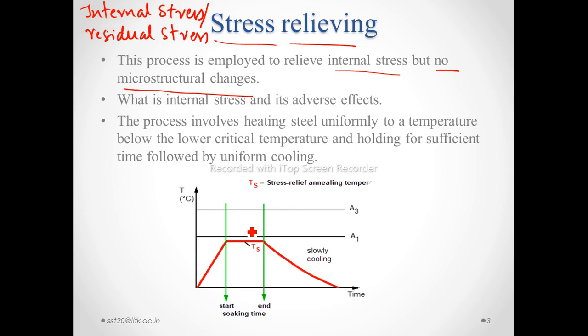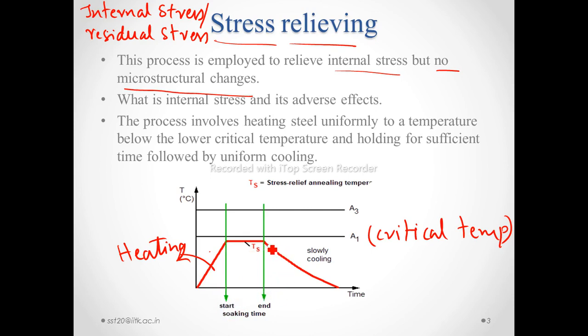To remove these internal stresses, what is the process of stress relieving heat treatment? First, we have to heat the sample. This is a diagram. We heat the sample to lower than the critical temperature, the lower critical temperature, and hold it for some time. This is the start and end time.